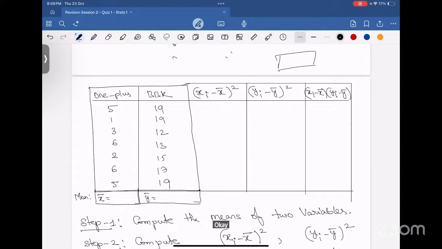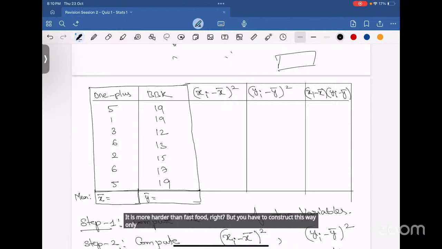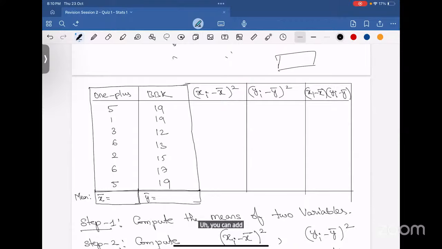There is no hard and fast rule that you have to construct it this way only. You can add that column also. If you want, you can add one more column which computes xi minus x bar, and you can add one more column which computes yi minus y bar, and then take the product of those two. Okay, so there is no harm in adding those columns. But for computing xi minus x bar whole square, you have to compute xi minus x bar, right? Yes, but we write only the answer, the two numbers. You can write it.